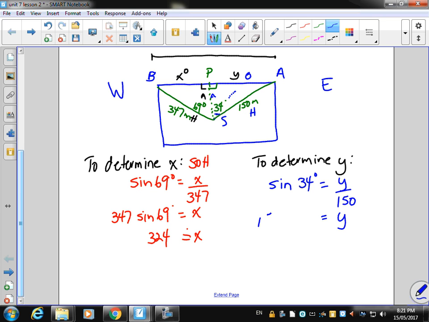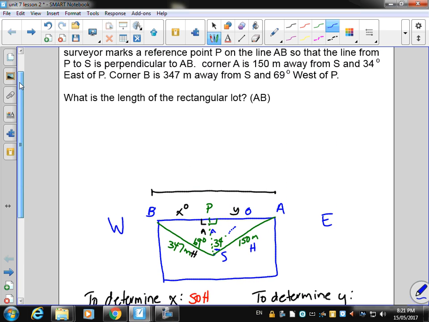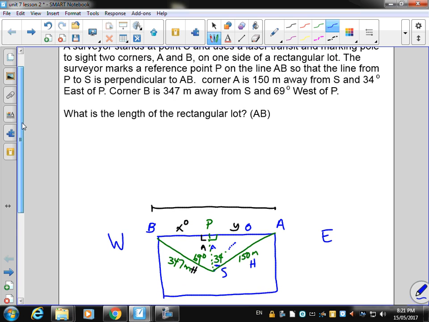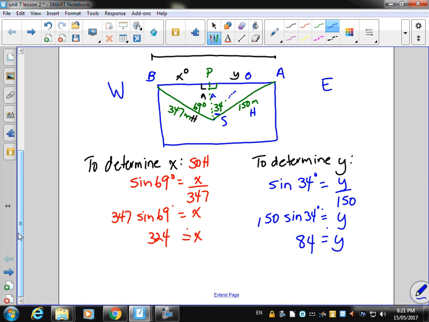I'm going to multiply both sides by 150, and I'll have a length for y. I didn't need approximately equal to that last time. 150 times sine 34 this time is approximately equal to 84. I'm just checking my units. It is in meters. Meters. What is the length of the rectangular lot?